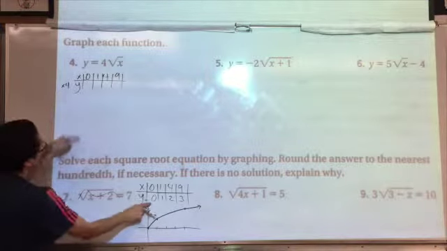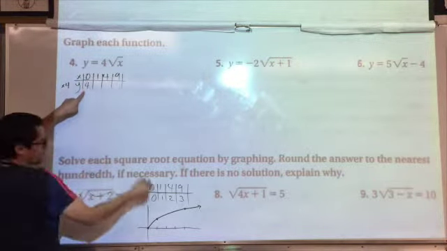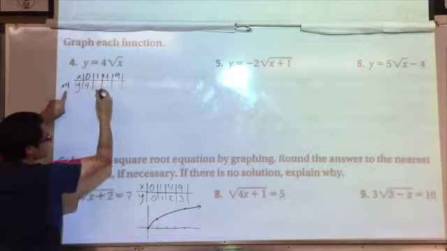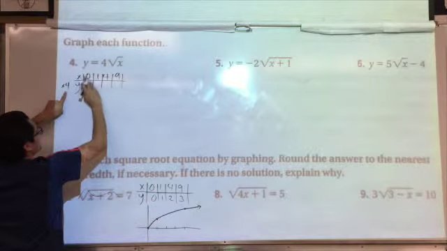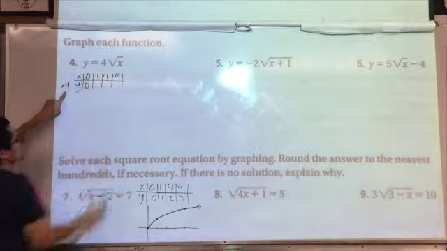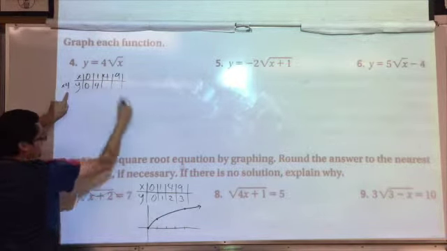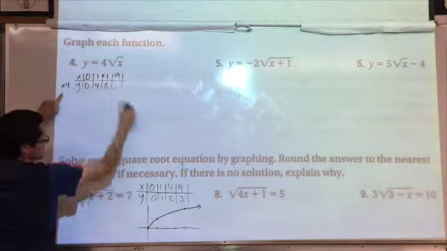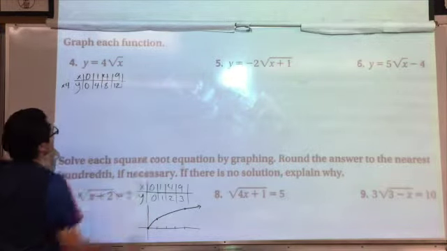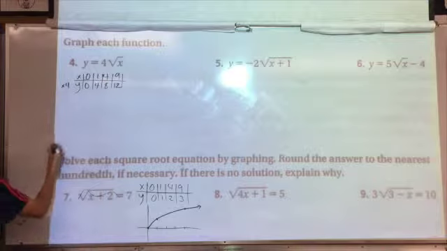So 0 times 4 is, oops, 0 times 4 is not 4, it's 0. Someone didn't learn his multiplication tables. 1 times 4 is 4. 2 times 4 is 8. And 3 times 4 is 12. And that's the table that you need to graph.